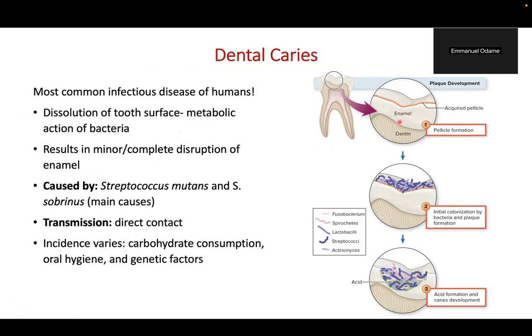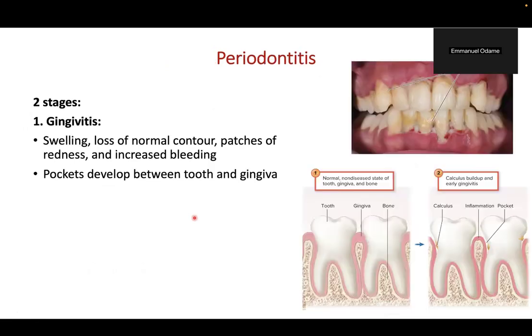So basically, you have your enamel here, and you have bacterial species acting metabolically on your enamel and leading to the wearing of it, because the bacteria are forming biofilm and producing a more acidic environment. It degrades your enamel. The most common bacterial species are Streptococcus mutans and Streptococcus sobrinus. Transmission is direct contact. Incidence may vary depending on how much carbohydrate you consume, your oral hygiene, and also some genetic factors.